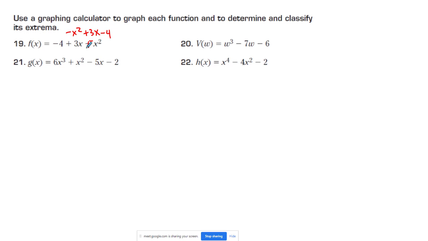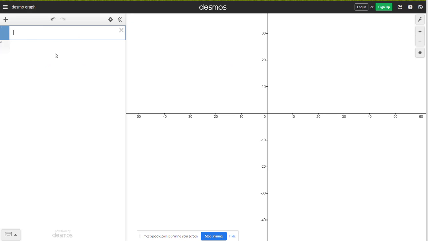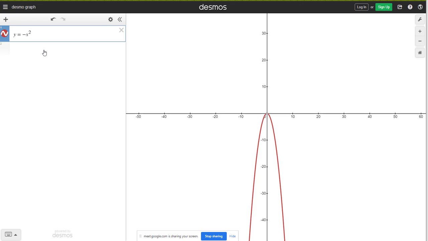A good habit is to always try to write everything in terms of descending powers of x. These other ones are all pretty much set up okay. So that's what I want to type into Desmos: negative x squared plus 3x minus 4. So we want y equals negative x squared plus 3x. Now I have to do the down arrow to get away from the superscript. Plus 3x minus 4. So there's our graph.